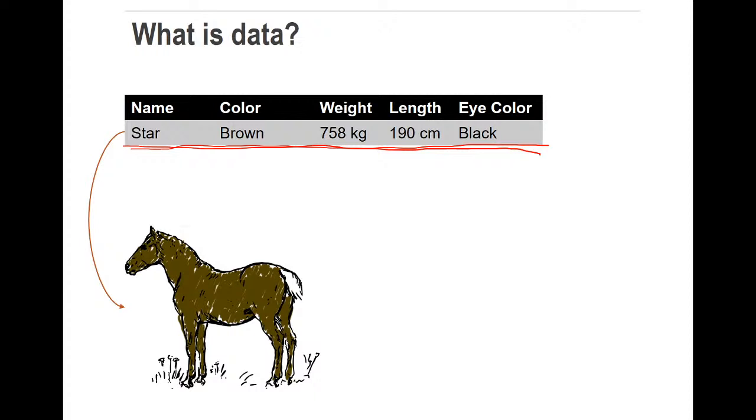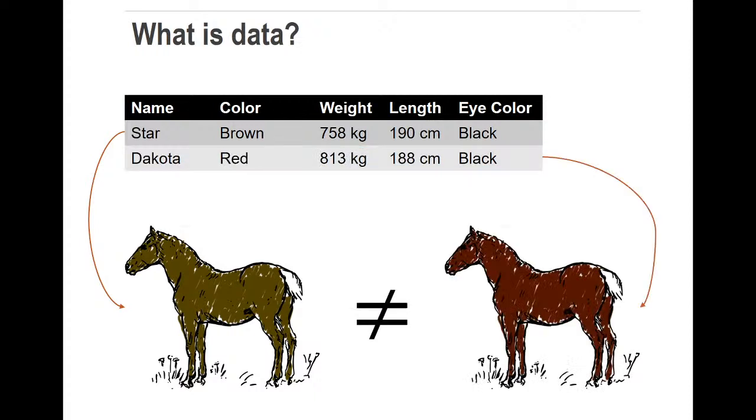Right, so now, if I'm giving you another row, you know that this is going to be a different horse because, one, the color is different, the name is different. Okay, so I have a red horse over here because some of the properties are not the same. Well, in fact, only the eye color is the same. We know that these two are different horses.